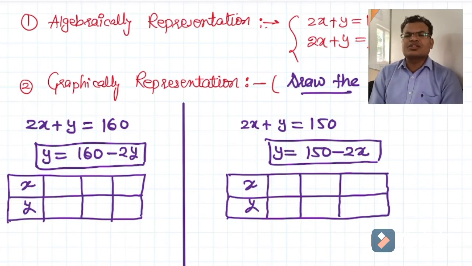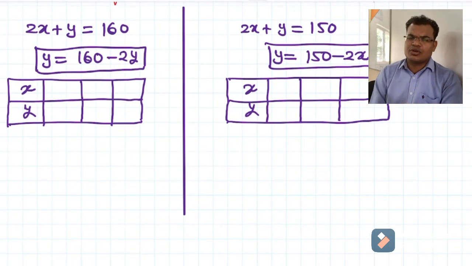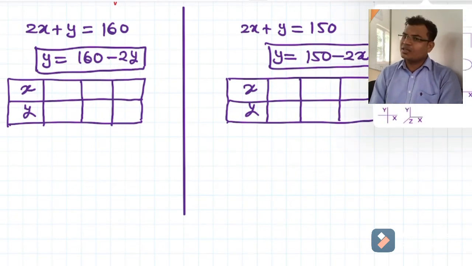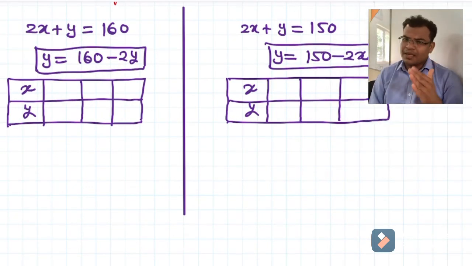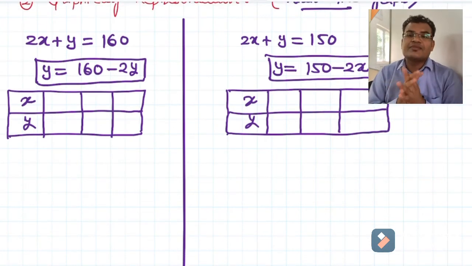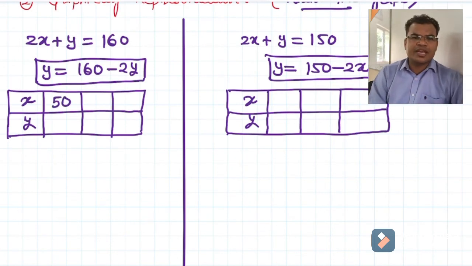Suppose x equals 100, don't take 100. You can take 200 also, you can take 300, but the line will be the same. The two lines will be intersecting, parallel, there is no problem. There are infinitely many solutions, so you can take any two. So I'm putting here x equals 50.